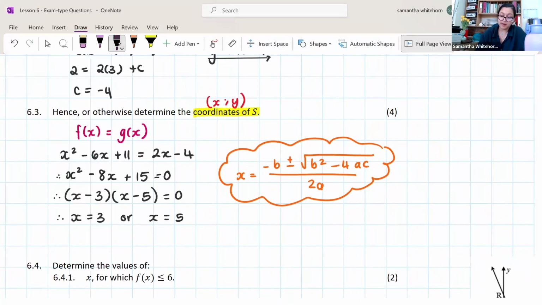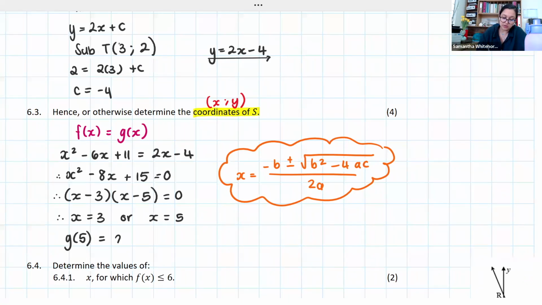Okay, we now sub it back in. You sub it back into f or g, it doesn't matter. I would choose g, I would always choose a straight line because that's the easier of the two equations. So 2 times 5 minus 4, which gives you 6. And so the coordinates of S are (5; 6).